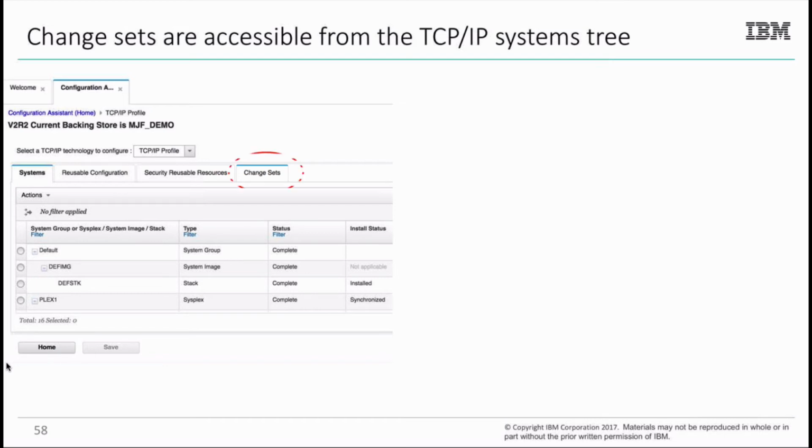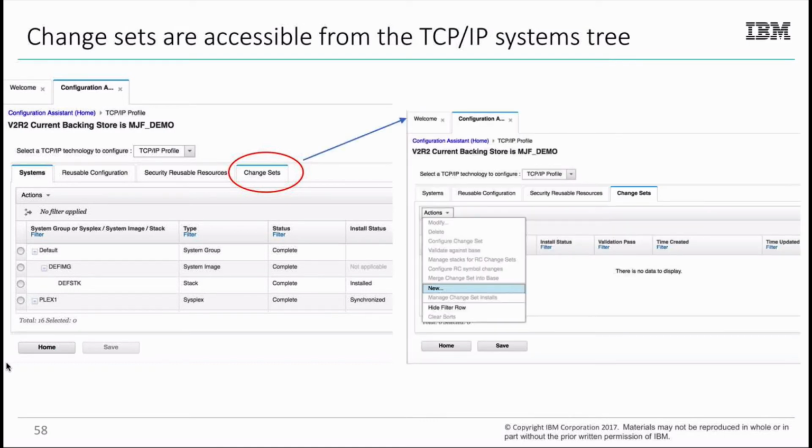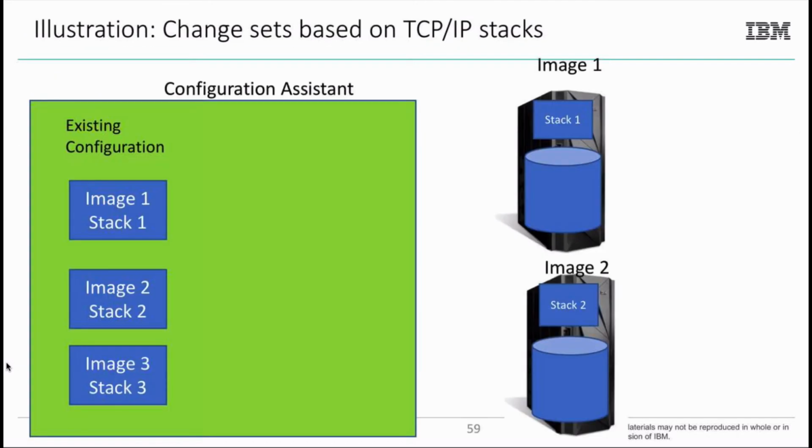So change sets are accessible from the TCP systems tree. If you look at the systems tree, there's a tab for change sets. When you go to change sets, you get a list of change sets that's similar to the reusable configuration list, where you can create a new change set. In this case, I'm starting fresh, so I'm going to create a new change set. Before I show you the panels, let me show you a little bit of animation of how change sets work at a high level so we all understand.